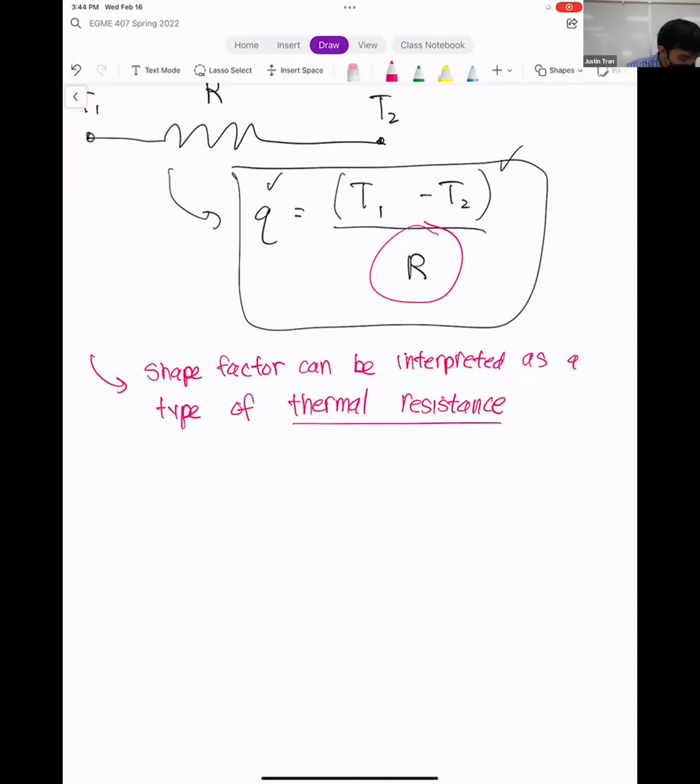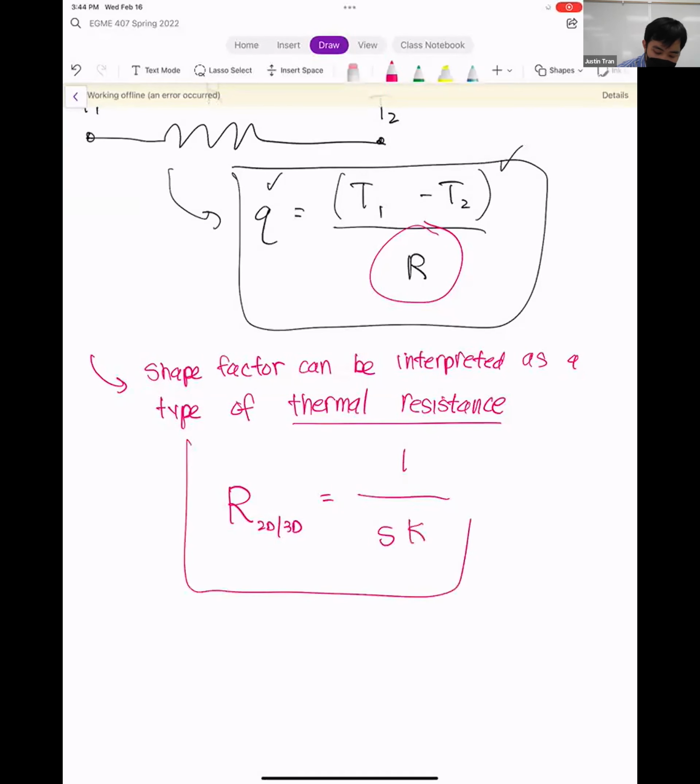In other words, we can have our 2D or 3D situation. I don't remember if there are any 3D cases. I don't think I have any 3D cases in my notes, but there might be some in the table in the book. The thermal resistance of a 2D or 3D situation is nothing more than 1 divided by the shape factor multiplied by k. And so that's another way that you can interpret shape factors.